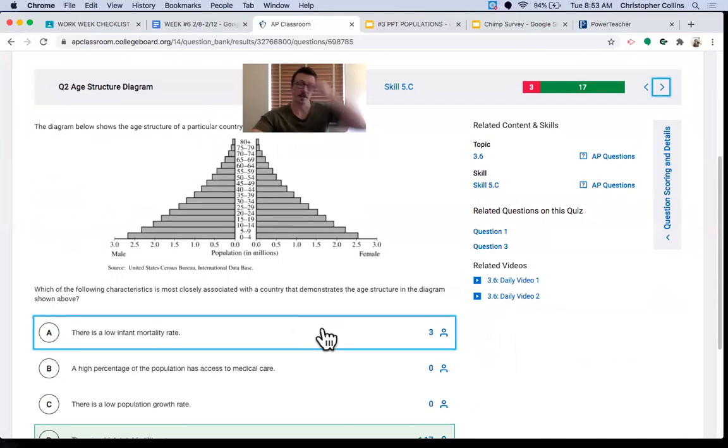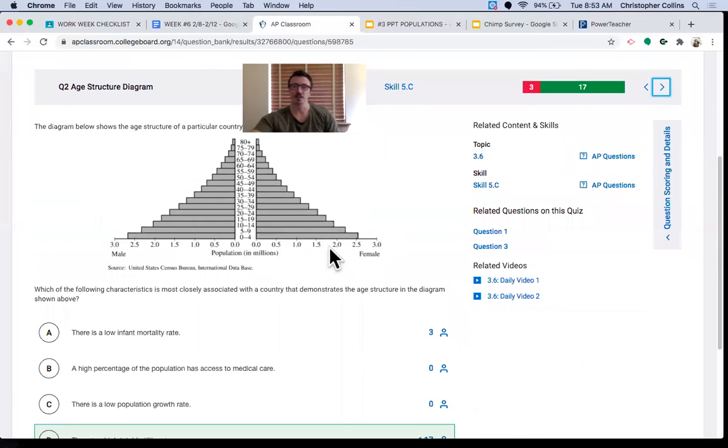And here we've got another age structure diagram, with a little bit more detail. We've got our females on the right-hand side, our males, and the number of individuals in millions per age cohort. Which of the following characteristics is most closely associated with a country that demonstrates this age structure diagram? Well, if you look at this diagram, it's really broad at the base. And so this means there's a lot of reproductive potential for this particular population. Remember, reproductive potential is determined by the number of individuals who are in their reproductive years, or who are about to enter that, right?